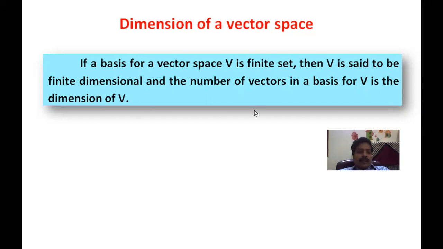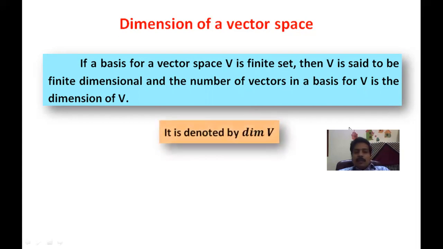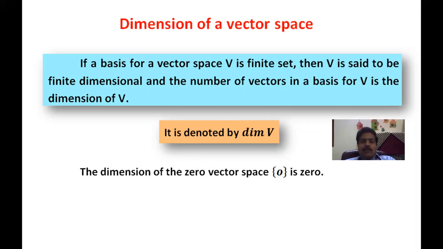It is denoted by dim V. The first three letters of dimension are taken in the symbol. We call it dimension. The dimension of the zero vector space, the singleton set {0}, is 0. There will be no other vector in this zero vector space. We take the dimension of a null space or zero vector space as 0.